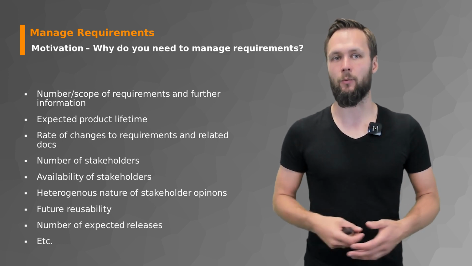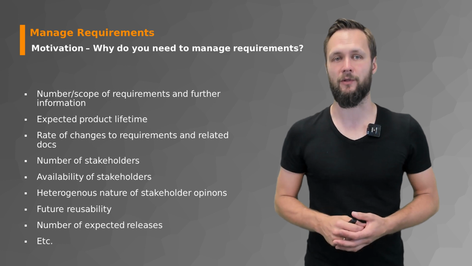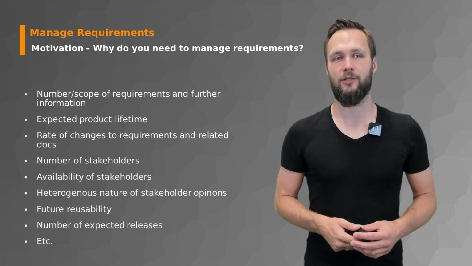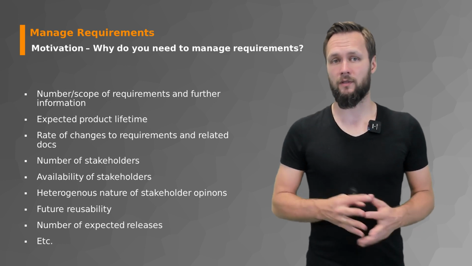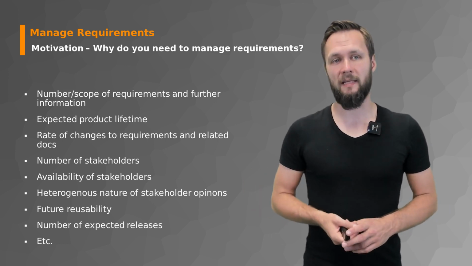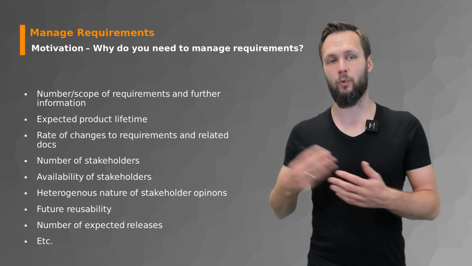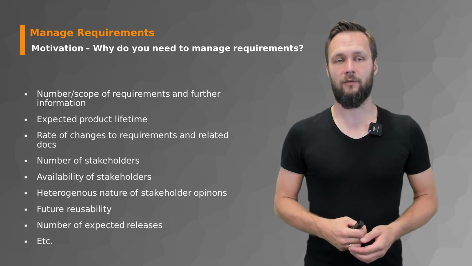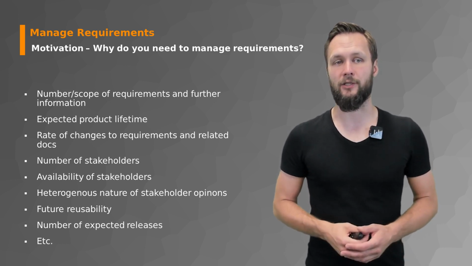So the number and scope of requirements and further information is one of the reasons why you at some point have a huge amount of information that needs to be managed. Then you also have the expected product lifetime. How long is your product supposed to live? The longer it lives, the more people and stakeholders will be involved in the product. People will leave, people will join, and they need something first to find all the information, but then also there needs to be a certain process of managing that.